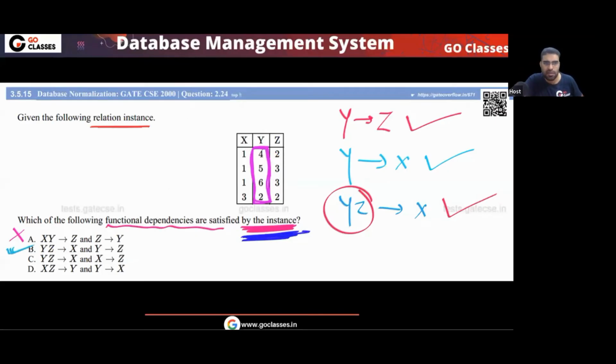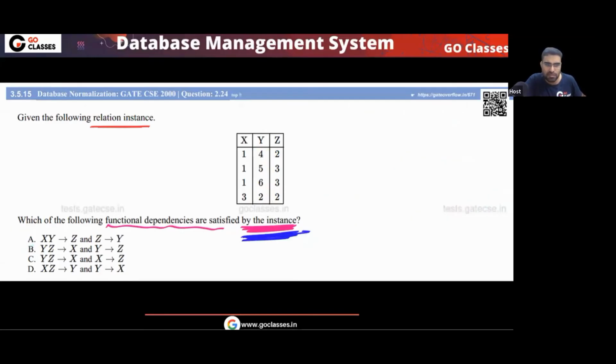Is this clear? Okay. So remember this simple point: the Y value does not repeat. So you cannot create a violation for Y determining Z. Similarly, since the Y value does not repeat, you cannot create a violation for this functional dependency. So this combination also does not repeat, and if this combination does not repeat, you cannot create a violation for this functional dependency. Very simple. For this question, the answer will be option B.